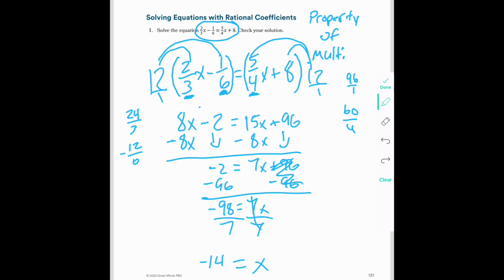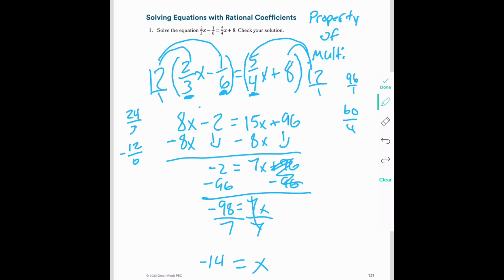You could plug it in for x right here too, because technically, since the equation is still equal, we could plug it in for either one because it's still set up where they're equal to each other. So we should just use the one that has whole numbers to make it a lot easier for us to make sure that they're still equal.